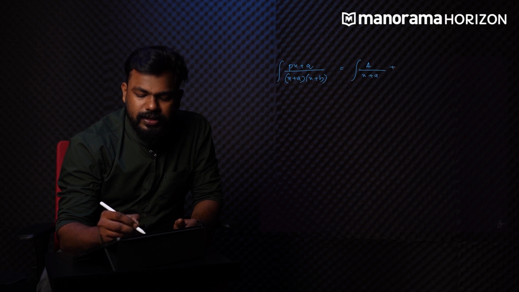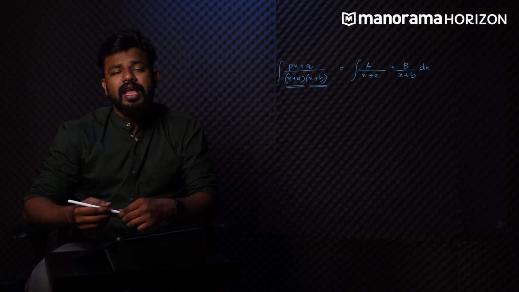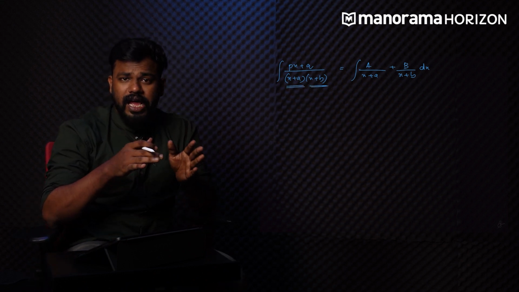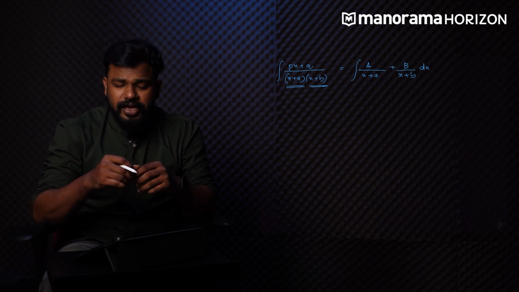So the first one is the integral of px plus q by x plus a into x plus b. If it is of this form, then you have to write it as the integral of a by x plus a plus b by x plus b. You can see both are linear. See the denominator, x plus a and x plus b, both parts of the product are linear. So you can write it as a by x plus a plus b by x plus b dx.